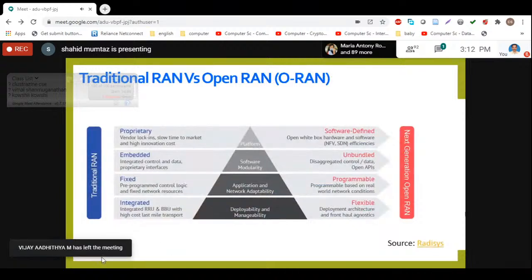So if you see the difference between the traditional RAN and the Open RAN, in the old one, they belong to a particular operator, proprietary. They are embedded, fixed, integrated. But in Open RAN, they are software defined. You can decouple the control and data plane. They are programmable and flexible, and you can do a lot of innovation on a very fast track, rather than going to the network and doing that very easily.